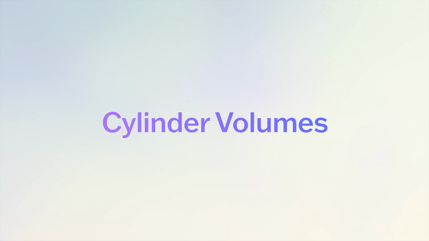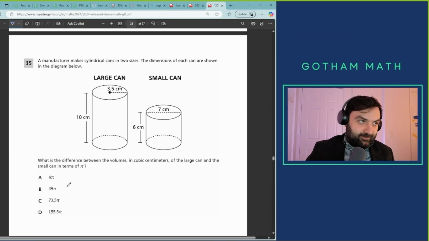All right. We're getting to something that's probably our level. A manufacturer makes cylindrical cans in two sizes. The dimensions of each can are shown in the diagram below. So we have these two. What is the difference between the volumes in cubic centimeters of the large can and the small can? So we need to find the difference. The difference means that we're going to have to find the volume of one, the volume of the other, and subtract them, because that's what difference is.